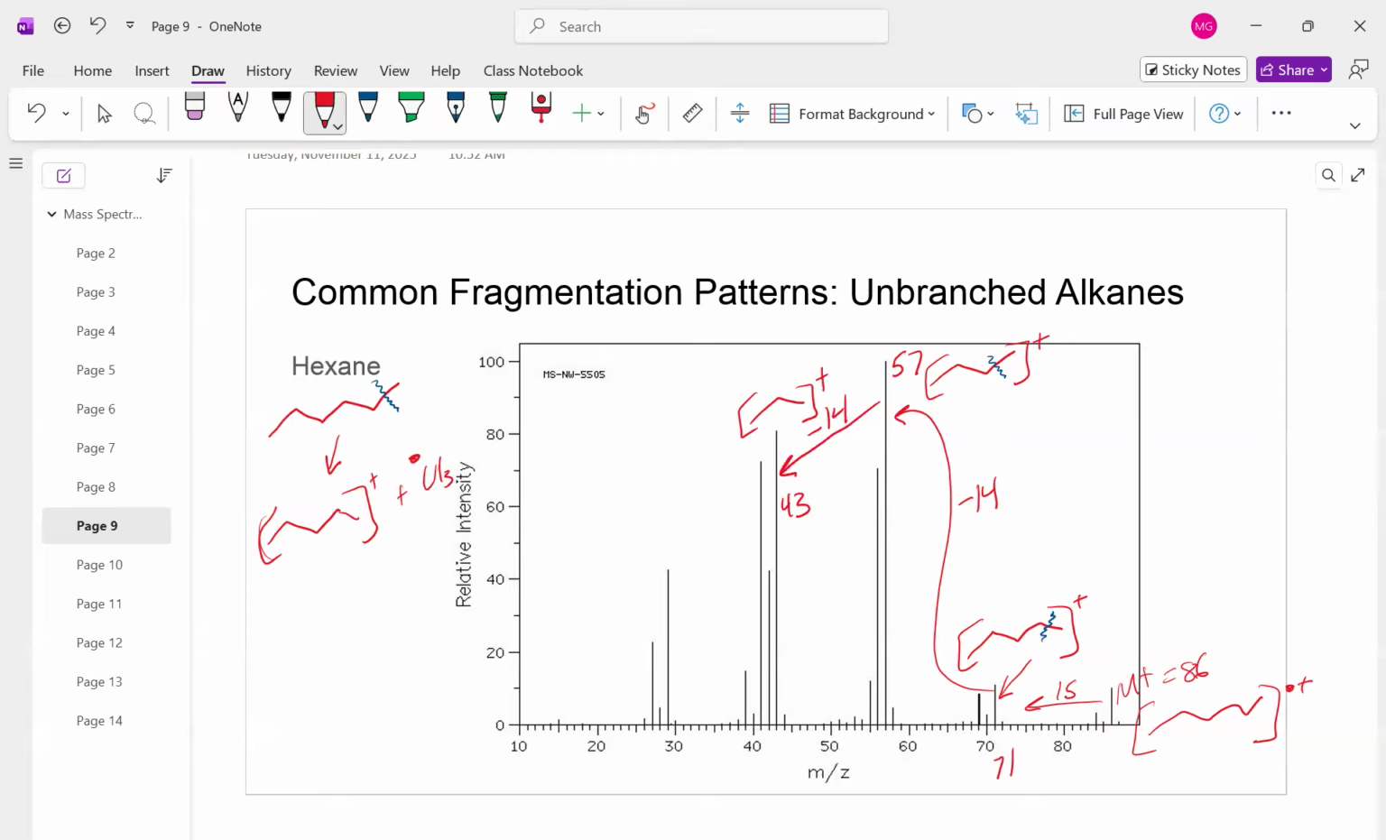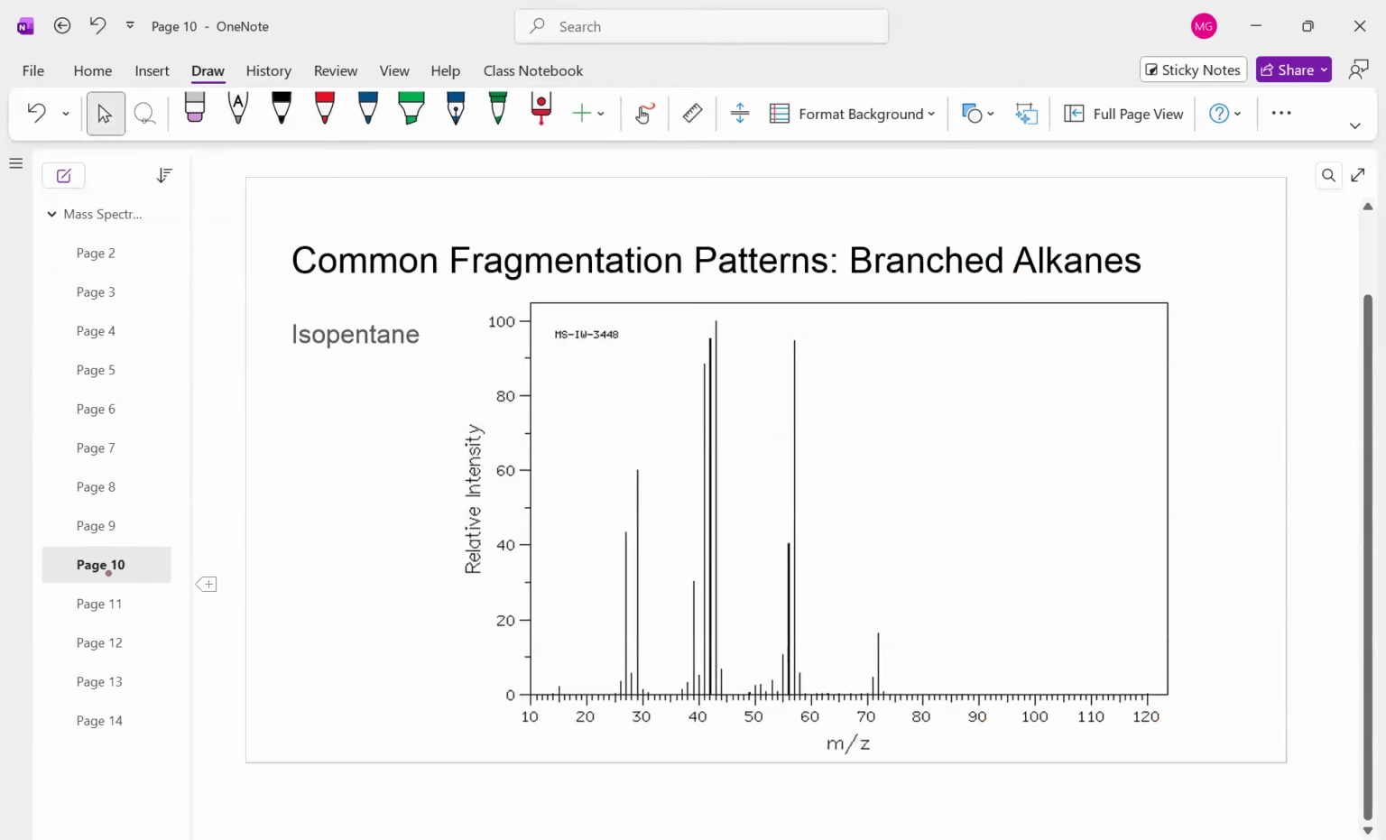And then if we go on one more here, that is 29. Again, what is the difference between 29 and 43? That's another loss of 14. So hopefully you're picking up on the pattern. All we're doing is taking off one carbon at a time, and that gets us to our next cation. And that's pretty much it for unbranched alkanes. You're just lopping off a single carbon at a time.